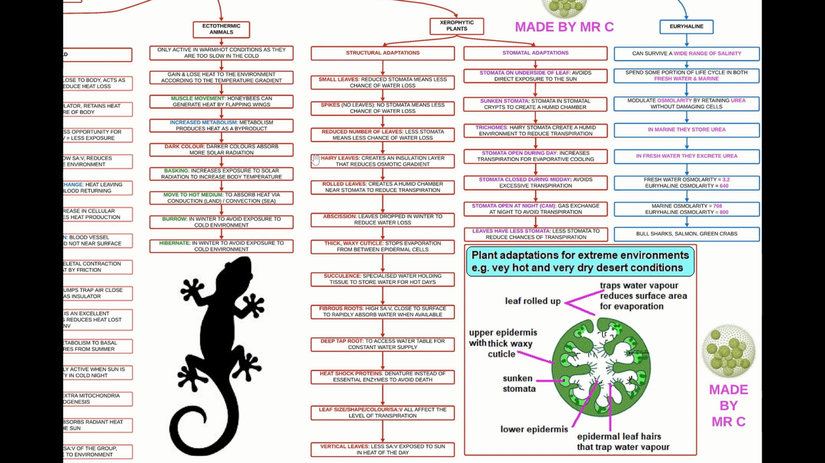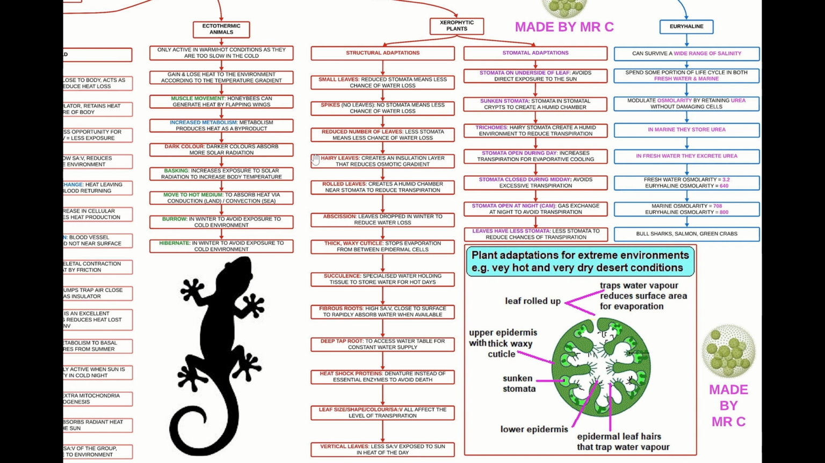Fibrous roots have a high surface area to volume ratio close to the surface to rapidly absorb any water when available, like when it's raining or there is dew on the ground. Deep taproot accesses the water table constantly. Heat shock proteins are found in a lot of cells, and these heat shock proteins denature instead of the essential enzymes that would lead to death.